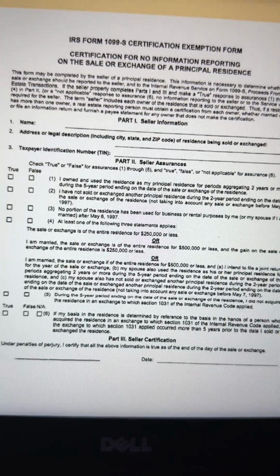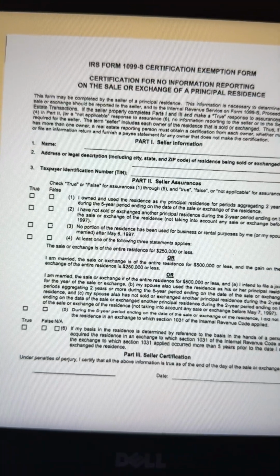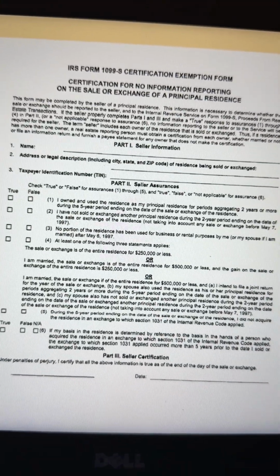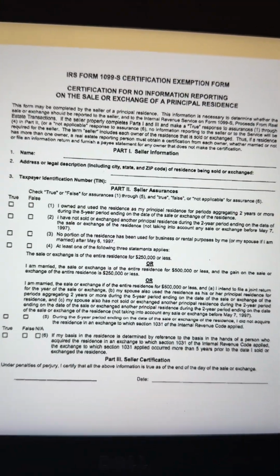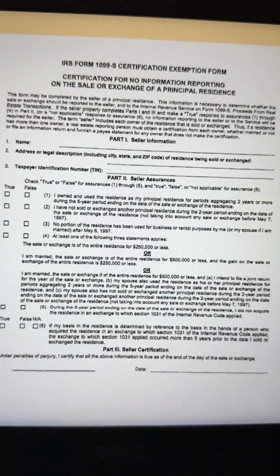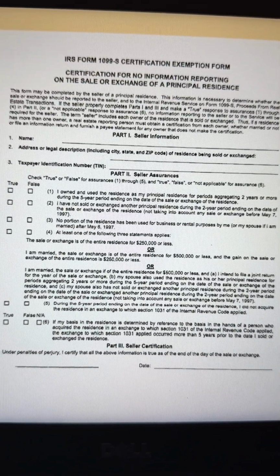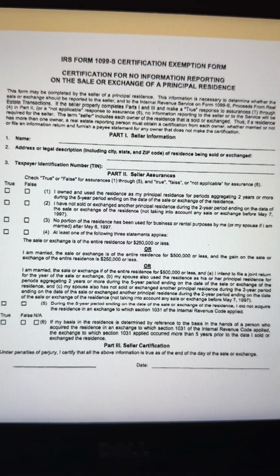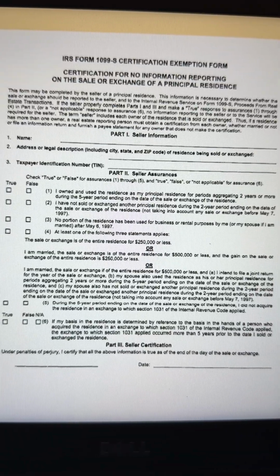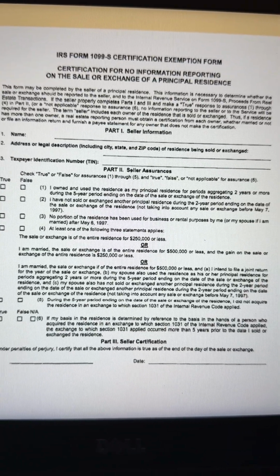Number 6 is asking about the basis in the residence being determined by the 1031 paperwork, basically the easy way to explain that. So if they didn't do 1031 paperwork, then it's going to be an NA for number 6. The last part, seller certification, the seller's gonna sign.